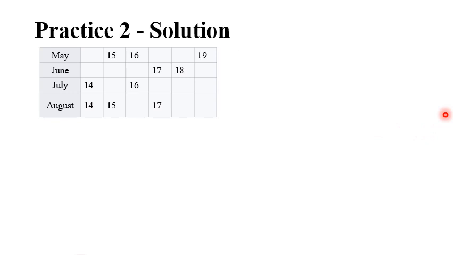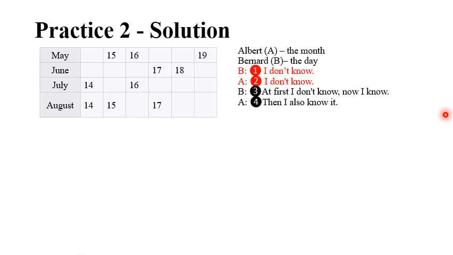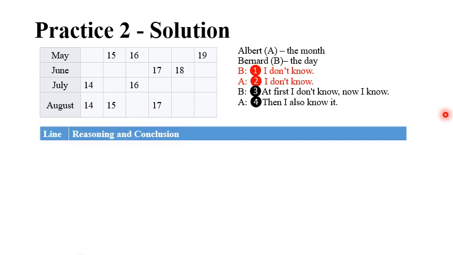Now please allow me to walk you through the solution to practice 2. The table remains the same. Albert is still given the month, Bernard the day. Here is the conversation. Now let's go through line by line. First, Bernard, knowing the day, said he didn't know. Therefore, we can rule out 18 and 19.